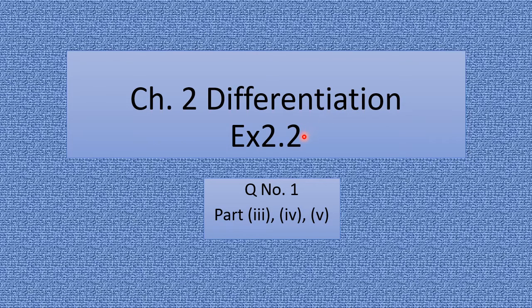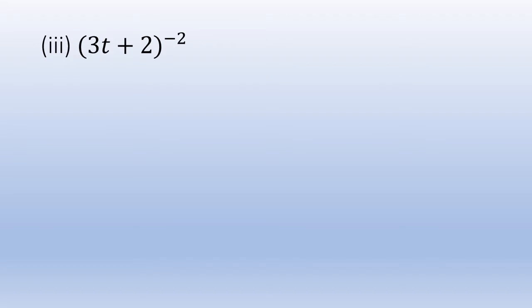Bismillahirrahmanirrahim. Exercise 2.2, question number 1 in parts 3, 4 and 5. This is our target now. This is question number 1, part 3. We have to find the derivative by first principle of (3t + 2)^(-2).